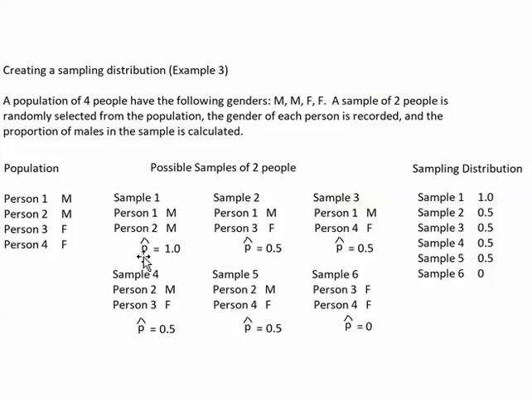P hat is a symbol for sample proportion, so we just have 6 p hats. Once we calculate all 6 p hats, we just list them out right here, and these 6 answers are our sampling distribution. So the sample proportion is going to come out to one of these 6 numbers. If sample 1 is selected, the p hat will be 1. If sample 2 is selected, the p hat will be 0.5, and so on.